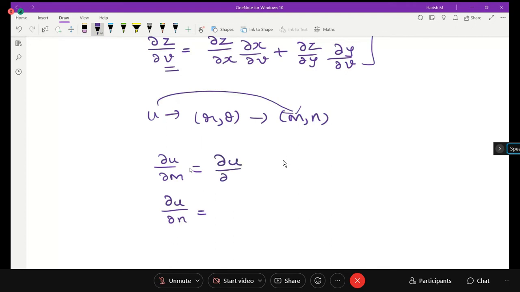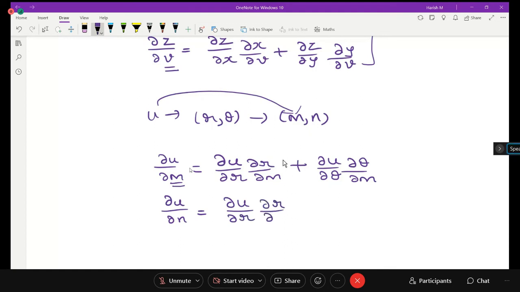Firstly, u is dependent on r as well as theta. Since we are differentiating with respect to the variable m now, this r has to be differentiated with respect to m, and theta has to be differentiated with respect to m. Okay. Now the second equation, it can be written as dou u by dou r, and r has to be differentiated with respect to n, plus dou u by dou theta, and theta has to be differentiated with respect to n only. Okay.